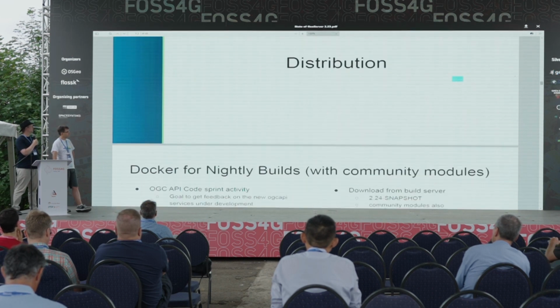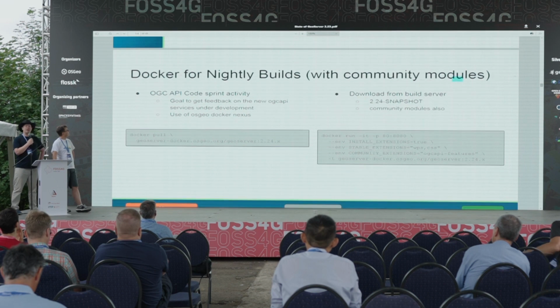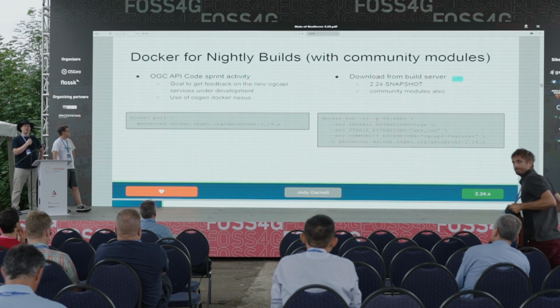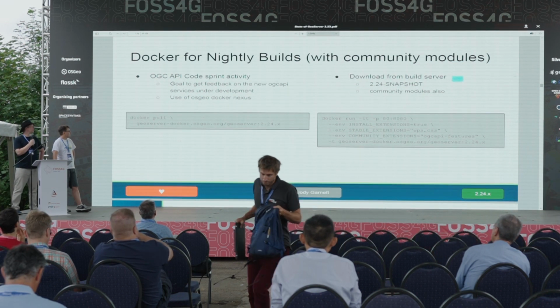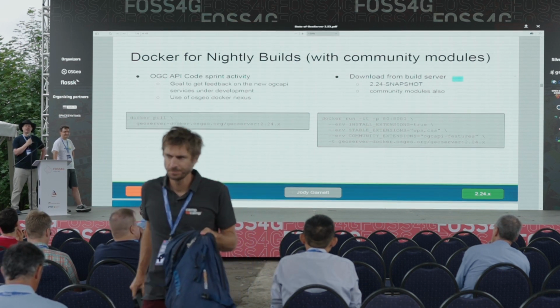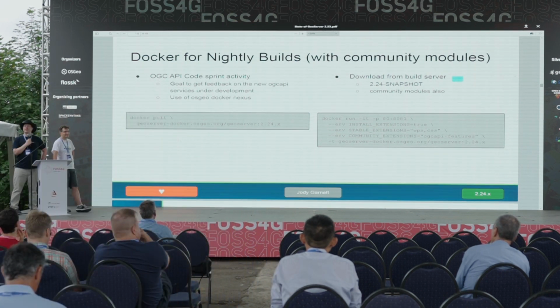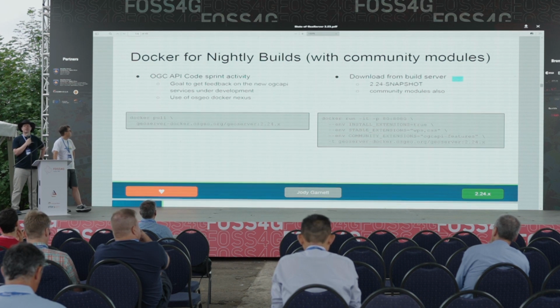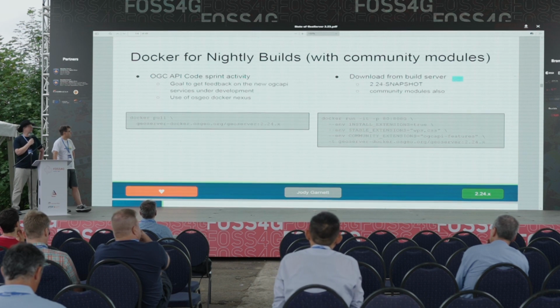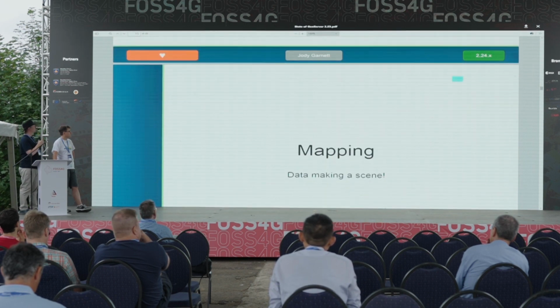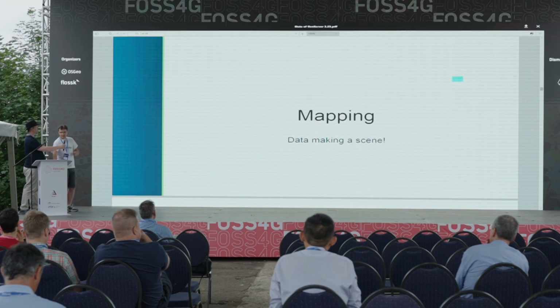I'll do distribution and then hand this over. A new feature done by me out of the kindness of my heart is making a Docker image available of nightly builds. I did this as part of the OGC API sprint so that normal people can download our OGC API work and try it out and give us feedback. Over to you. So, news about mapping.